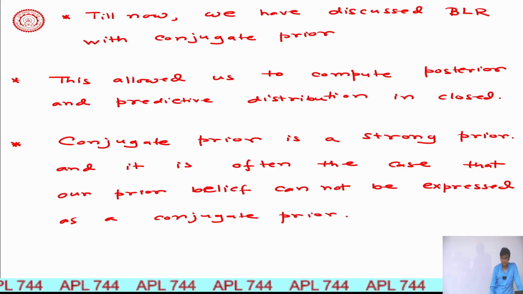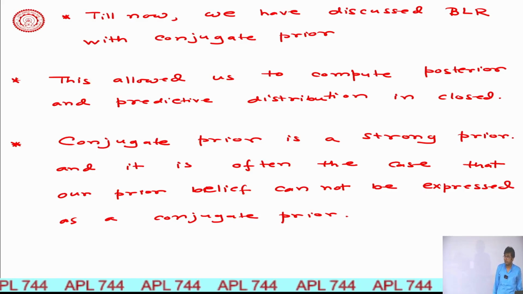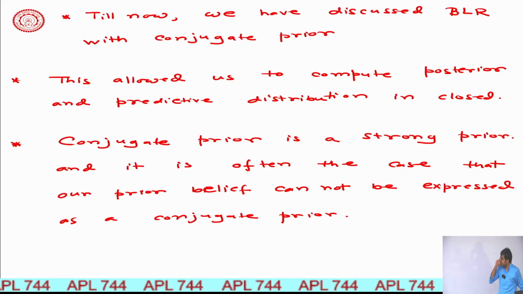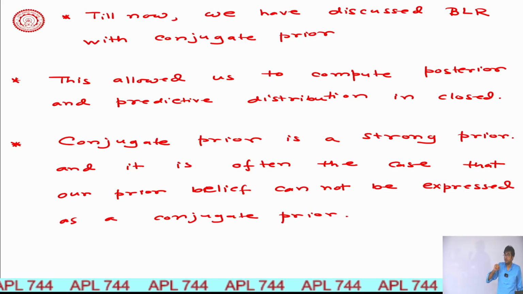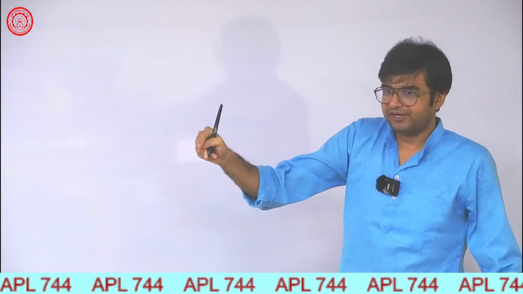In which case, if we are forced to use a conjugate prior, we are being forced to use a wrong, strong prior, and a wrong, strong prior is not a good thing. Okay. On the other hand, if we want to use some other prior which is not a conjugate prior, we cannot do Bayesian inference analytically. Okay.